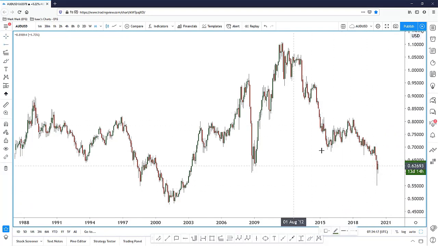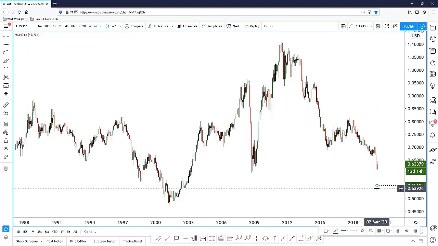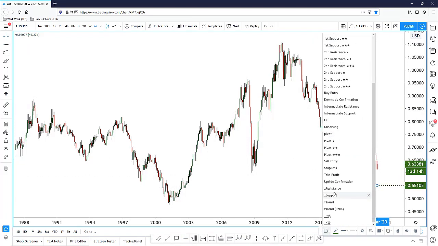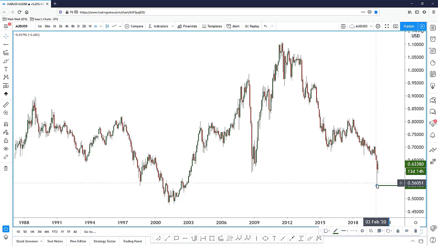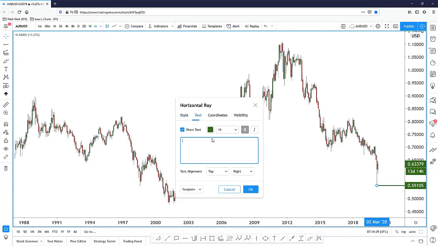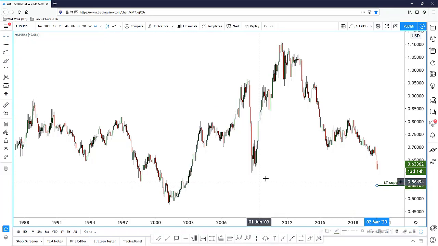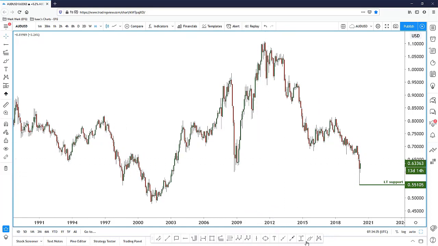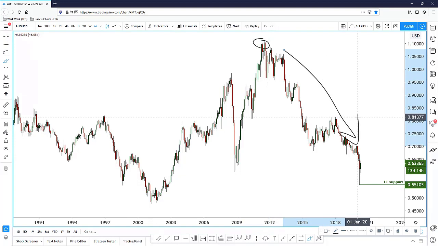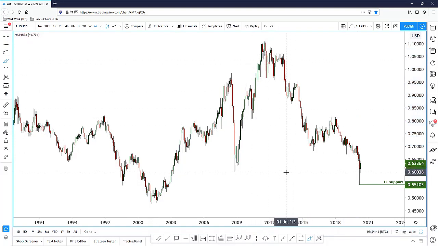Now I see that price actually made this huge spike here on the monthly. Let's call this the support. On the monthly, there's this huge spike here before a quick rejection at the 55,105 area. Let's call this our long-term support. And we can see that price actually made a high here before trending downwards since sometime in August 2011.